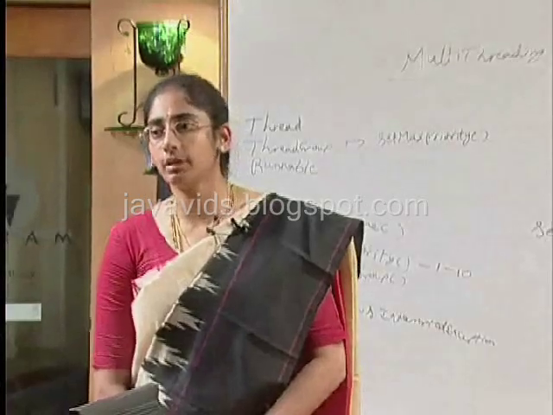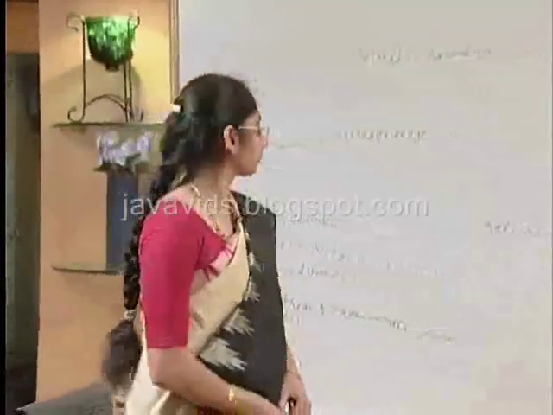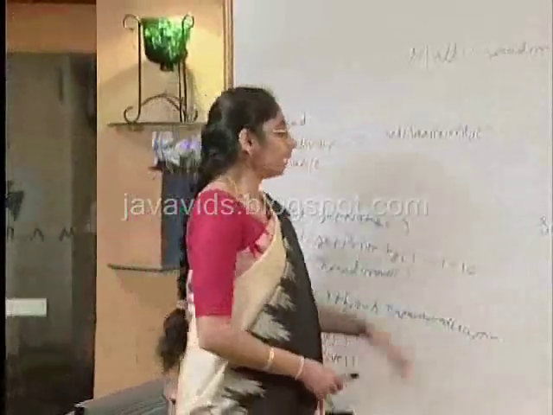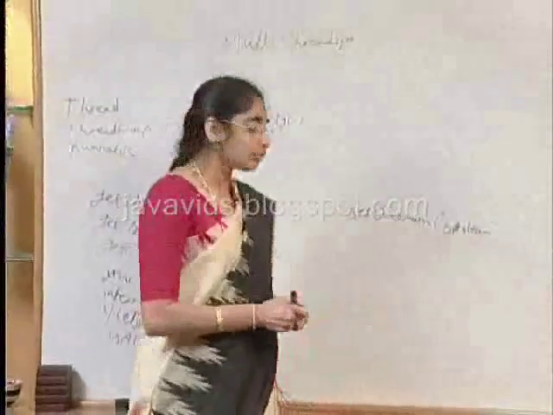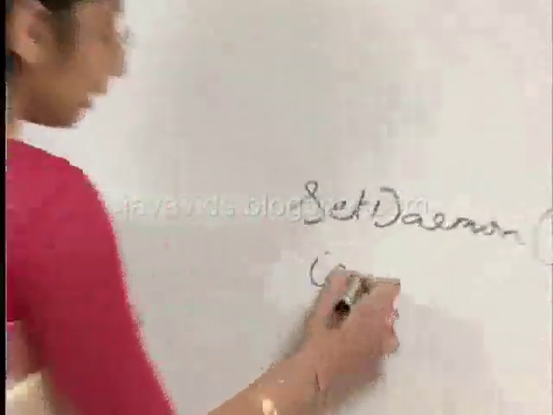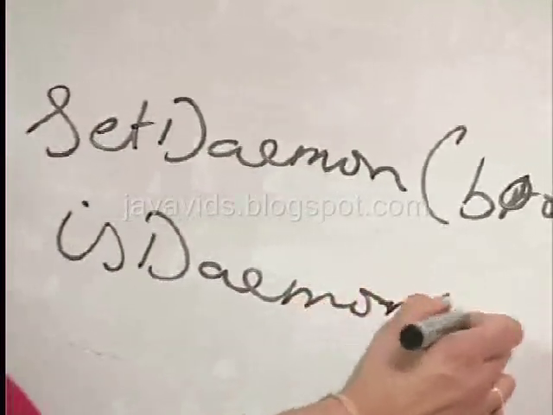A child thread of a daemon thread is always a daemon thread. By default, therefore, set daemon is false. If you want to check whether a thread is a daemon thread or not, you have isDaemon, which returns true or false.